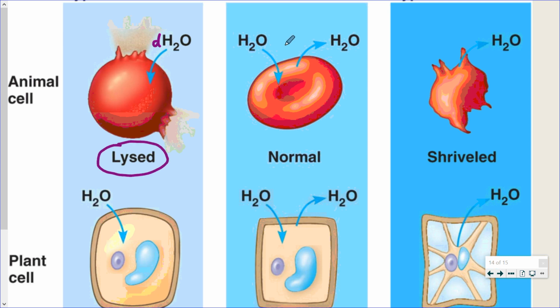If you have an equal solute concentration inside and outside of the cell, and an equal water concentration inside and outside of the cell, then it's going to remain in this normal shape. If you do put a cell in a hypertonic solution, then water is going to leave and it's going to shrivel up.